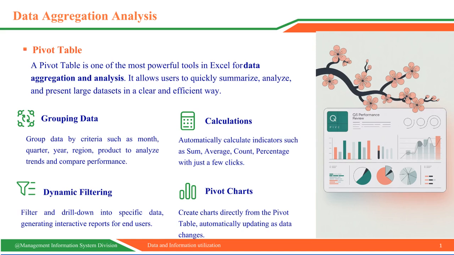Calculations in pivot tables. Pivot tables can automatically calculate key indicators such as sum, average, count, or even percentage. This automation saves time and reduces the risk of errors compared to manual calculations.